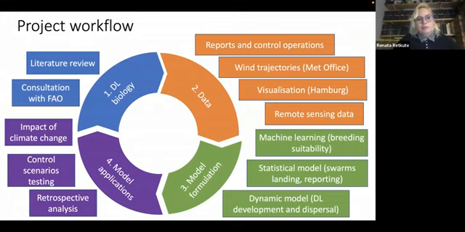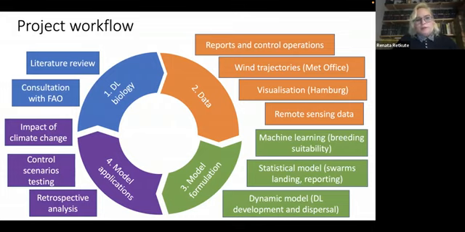So this is the basic project workflow, and the project involved a lot of collaborators, and it was new to me and new to the group and new to Chris. So we spent a lot of time understanding what's happening with the locusts and what's happening with the data. This workflow is supposed to be iterative, just going round and round and trying to understand. So first of all, understanding desert locust biology.